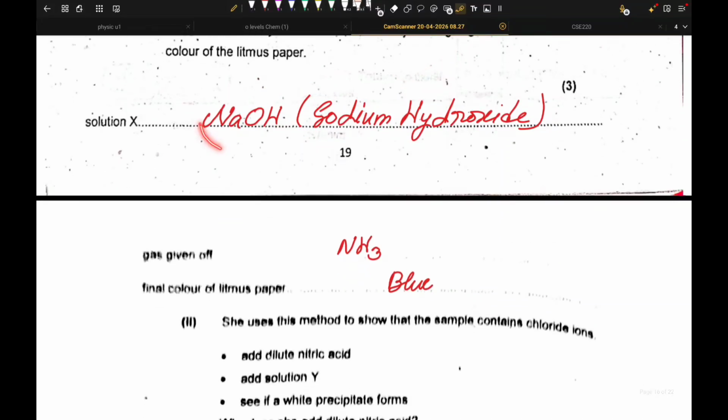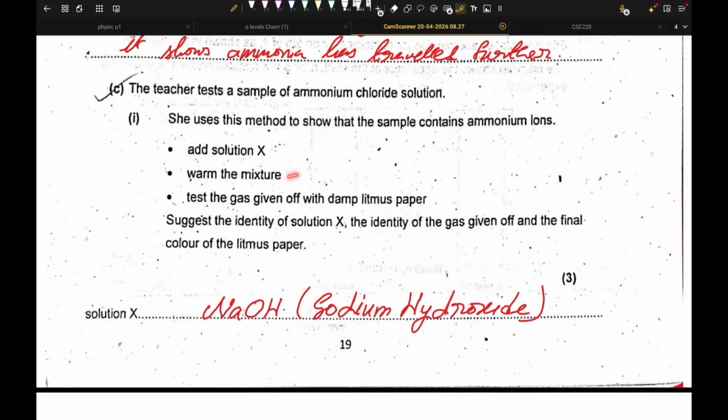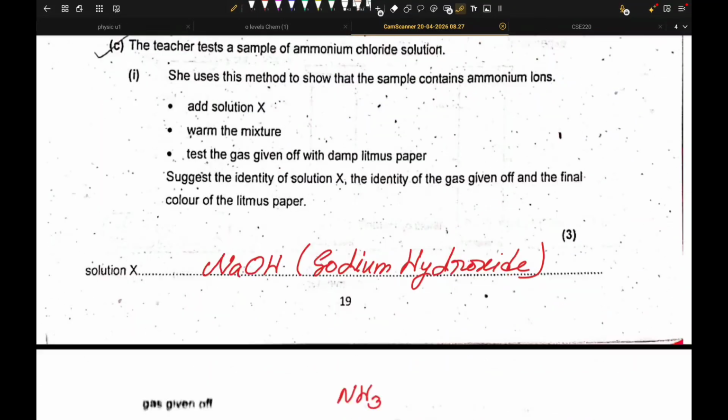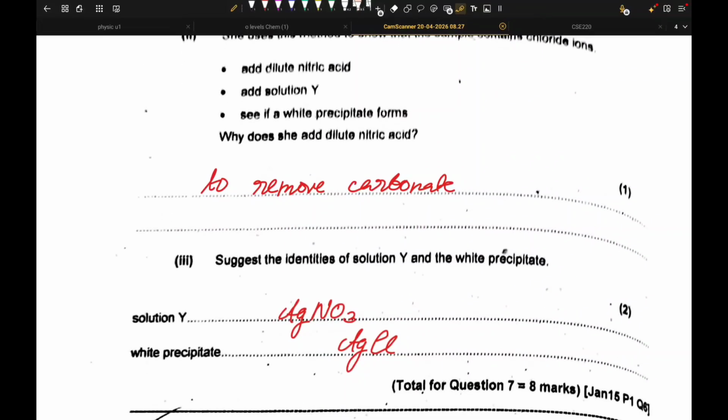After adding this, we warm the mixture and then something evaporates, right? So what is the gas given off? It should be ammonia gas. What should be the final color of the litmus when we hold the litmus in the gas that is evaporating? It should be blue because ammonia is basic in nature.